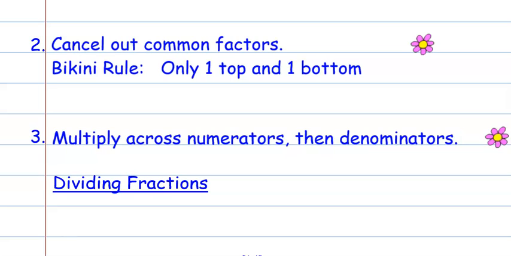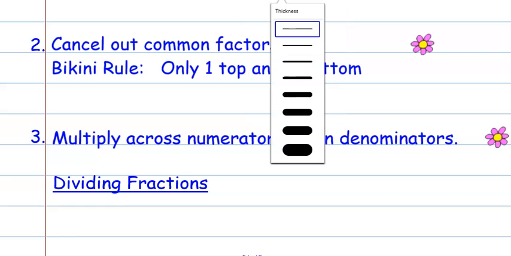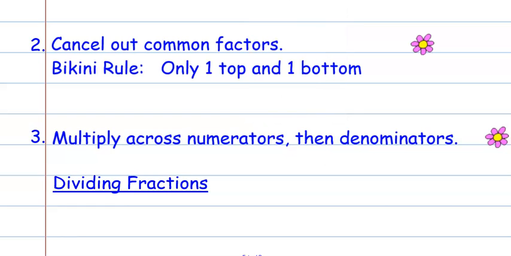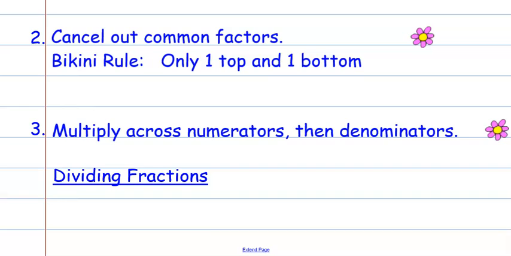With dividing fractions, you don't really divide. We just flip the second one, or the first one, actually, it doesn't matter, and then you multiply. So you use the reciprocal and multiply.